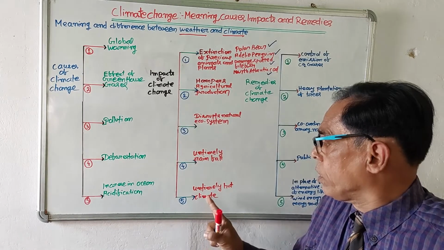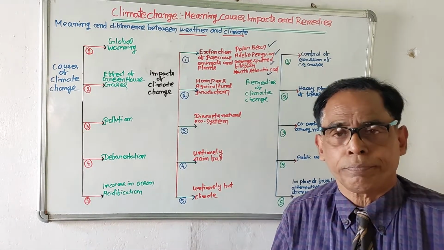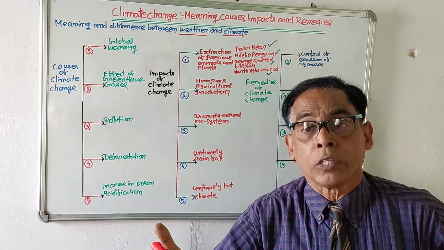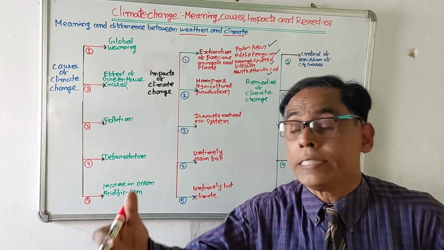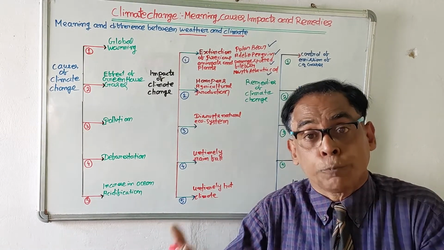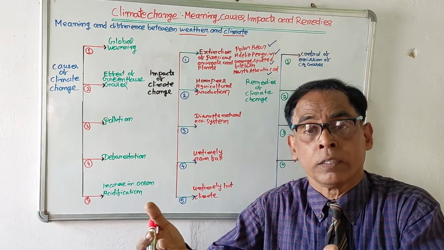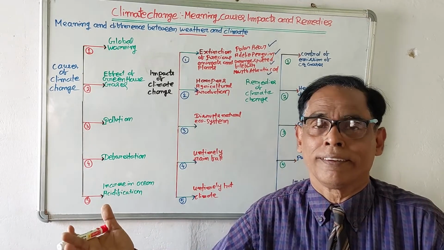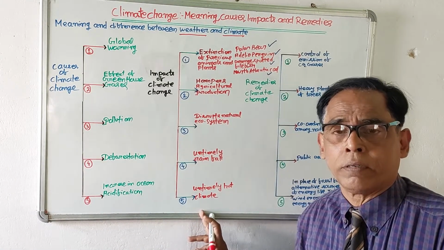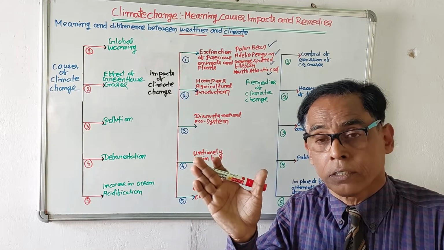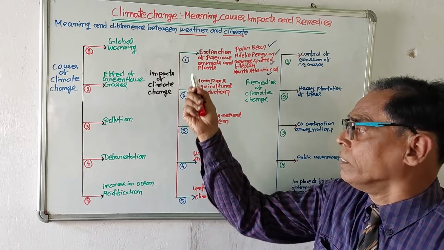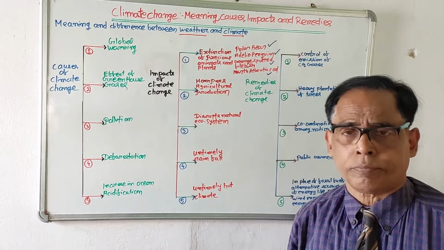And finally, untimely hot climate. Due to climate change, it will be hotter when it is not expected, and when heat is expected, at that time there will be no heat. So there will be untimely heat in the climate. It also strikes the natural ecosystem. So these are the impacts of climate change.